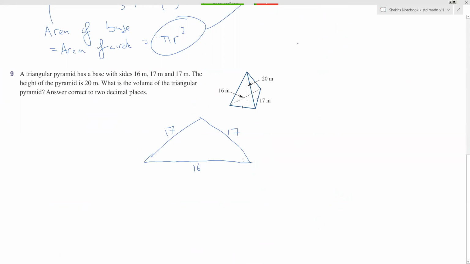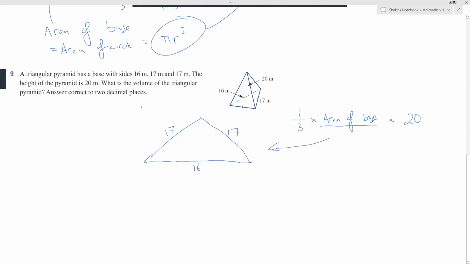The height of the pyramid is 20 meters. It is also labeled. So the formula we have to apply is a third times area of base multiplied by the height, which is 20. I just need to find the area of base. As soon as I find the area of base, I'll be able to find the volume. But this is the diagram I have. This is the diagram of the base.